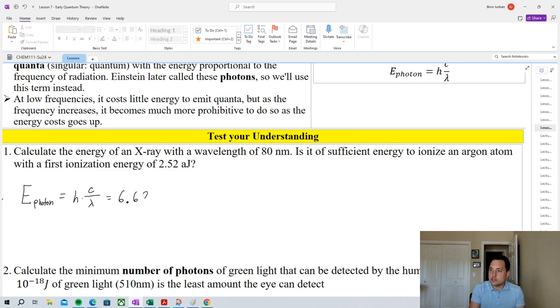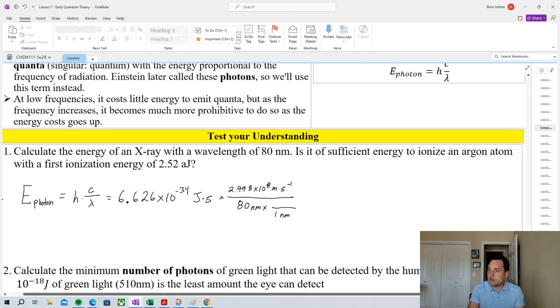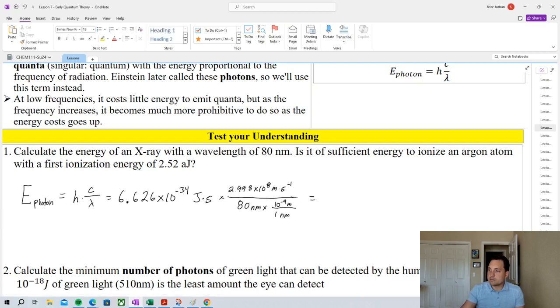Planck's constant is 6.626 times 10 to the negative 34 joule seconds. And the speed of light is 2.998 times 10 to the 8th meters per second. And the wavelength is 80 nanometers, which we need to convert. 1 nanometer is 10 to the negative 9 meters.